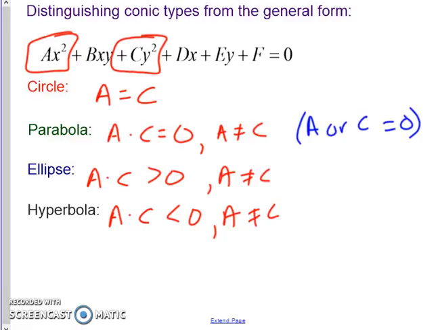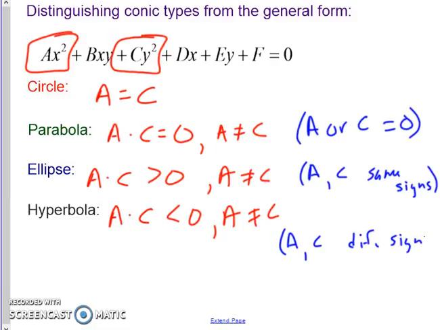Or in other words, one way to think about it too, again, if a and c are not the same, but have the same signs, so they're both positive or both negative. And for a hyperbola, if a and c have different signs. So again, they are not equal to each other. Different signs for a hyperbola, and again, a and c are not equal to each other, but they have the same sign for an ellipse.